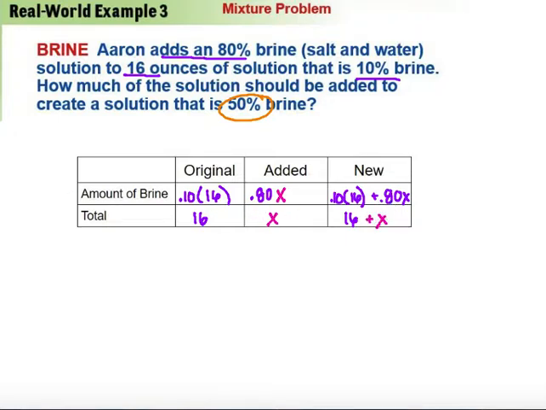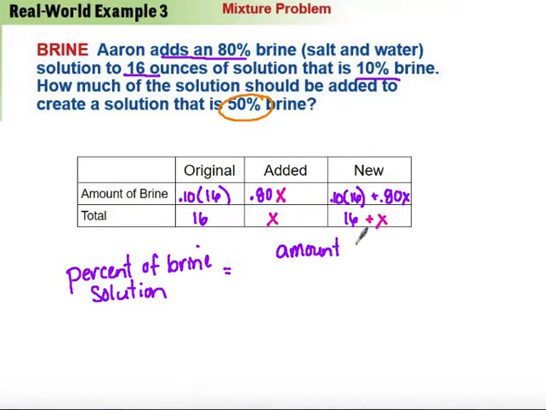All right, so how do we work this problem? We're looking for the percent of the brine solution. To find this percent, it's going to be equal to the amount of brine divided by the total solution. So you can see where the rational part exists. We want the percent of brine solution to be 50%, so that's really 50 out of 100.